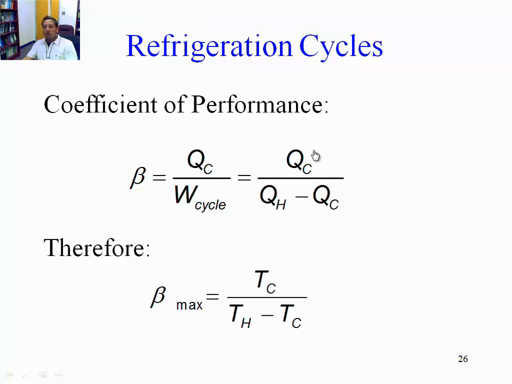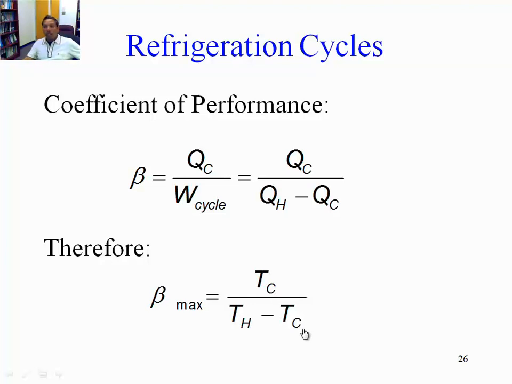Therefore, using the same type of argument and using the same ratio of temperature of the reservoirs to heat extracted and rejected over to the reservoirs, the maximum theoretical coefficient of performance of a refrigeration cycle is temperature of the cold reservoir divided by temperature of the hot reservoir minus temperature of the cold reservoir.